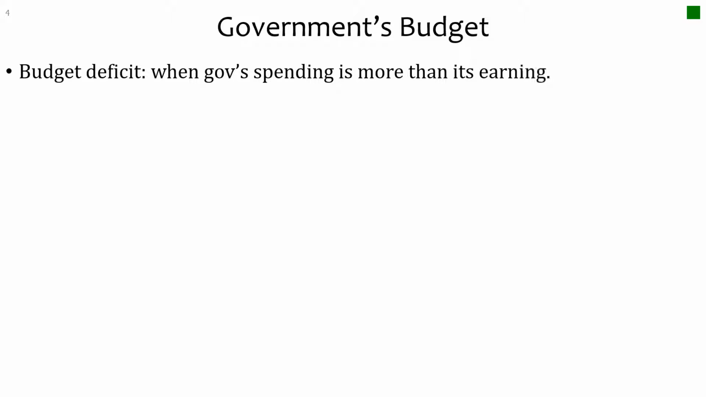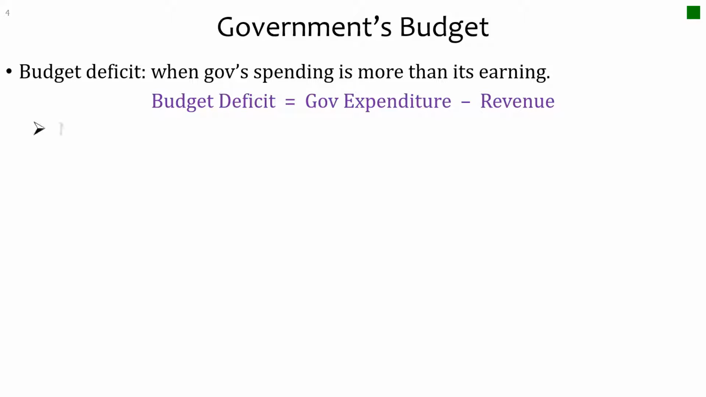Moving on, government's budget deficit is when the government spending is more than its earning. Okay, so that's the meaning of deficit. So that is government expenditure minus revenue, right? So that excludes the sign. So we don't put a negative here because deficit implies that it's a negative. And that is the amount which must be borrowed every year. And that is added to the government's debt.